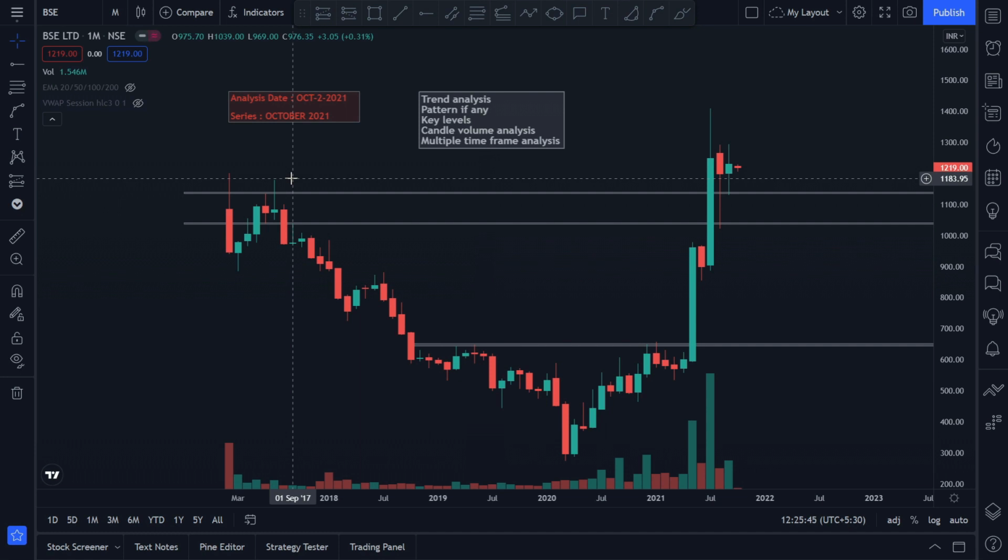So in this video, we are going to see the complete analysis of BSE Limited. So let's get started. First we are going to analyze the trend of the stock. That is the first point I have mentioned, trend analysis.